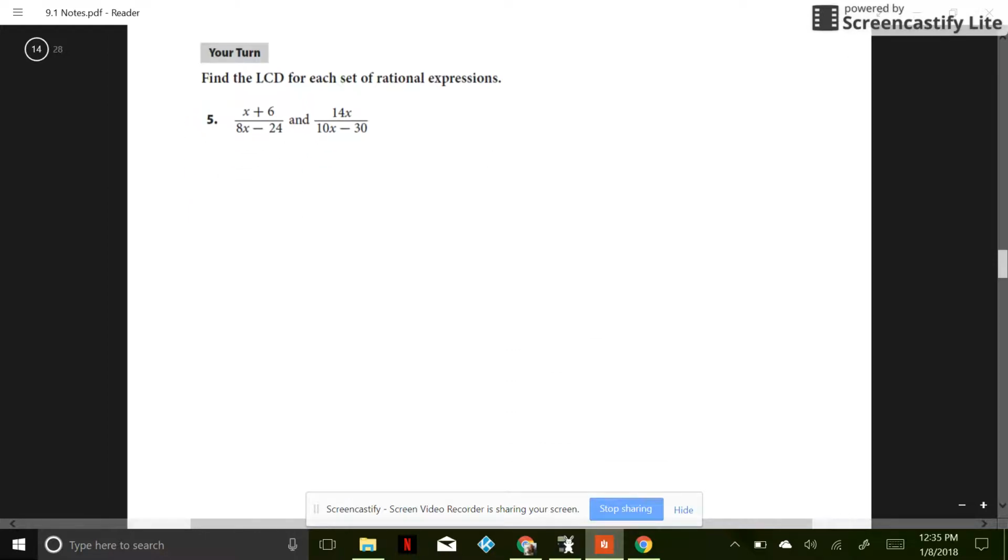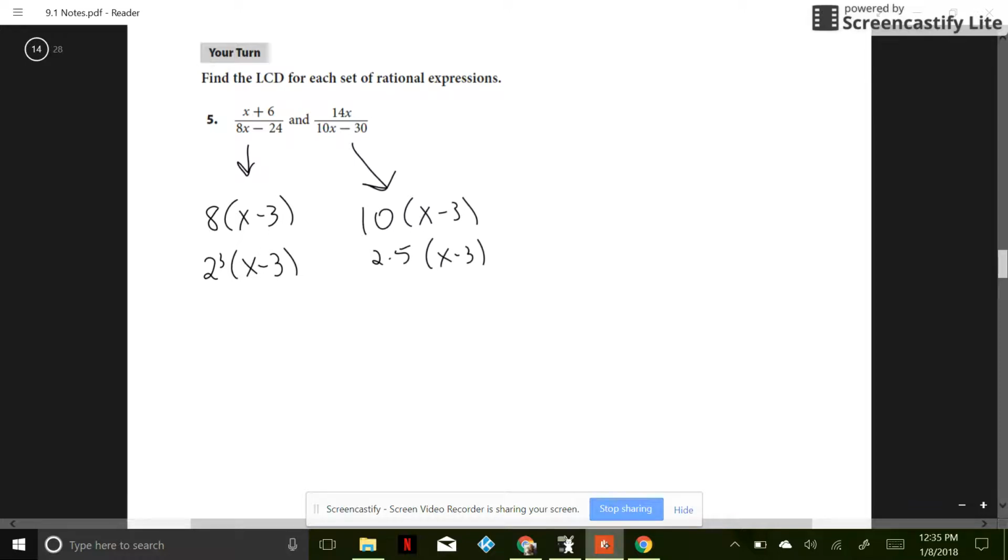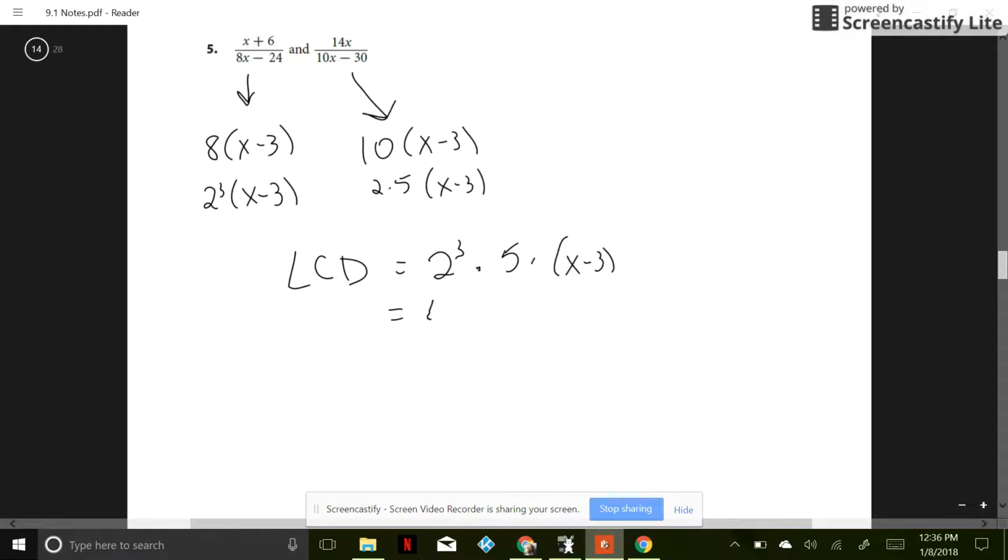If we want to find the LCD, the least common denominator, for these expressions, for this denominator here, we can factor out an 8 from x minus 3. 8 we can rewrite as 2 cubed, and then x minus 3. This denominator here, we can factor out a 10. We're left with x minus 3. 10 factors to 2 times 5, x minus 3. So for our LCD, the factor of 2, we take the highest power, which is 3. And then we take the 5. And then we take the x minus 3 to get a least common denominator of 40 times (x minus 3).